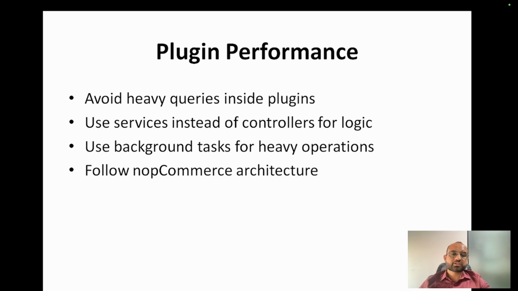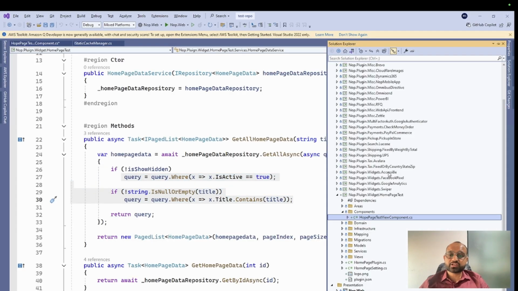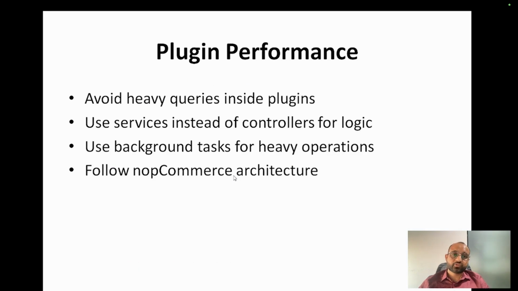And follow the nopCommerce architecture. That is also important for developers, you must follow the nopCommerce architecture. In the previous video I also explained the architecture, and you can see it in my plugins that I also uploaded on GitHub. You can see the admin area. I have only two controllers, one for configuration and one for the product data, and then I separated all the admin parts, the models and views, into folders. This is structured, and it is very useful for developers and for performance as well.